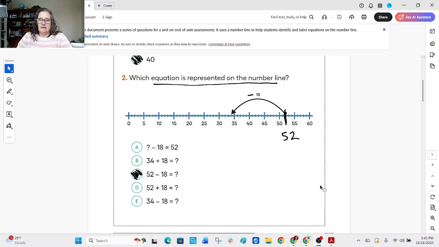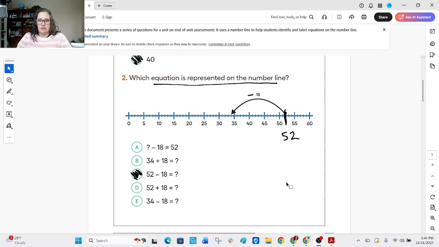Number 2 is an equation represented on a number line. So this is where students understand that adding and subtracting move in different directions on the number line. They also are going to need to differentiate between the fact that I can count on to find a missing addend when I can also solve that problem by subtracting. And so really understanding that when I use a minus or subtraction symbol, I am counting back on the number line.